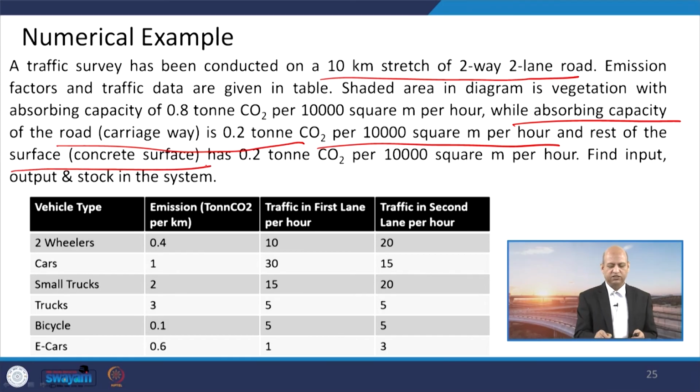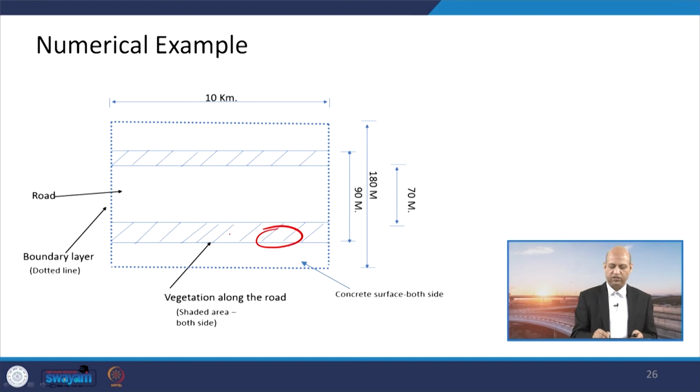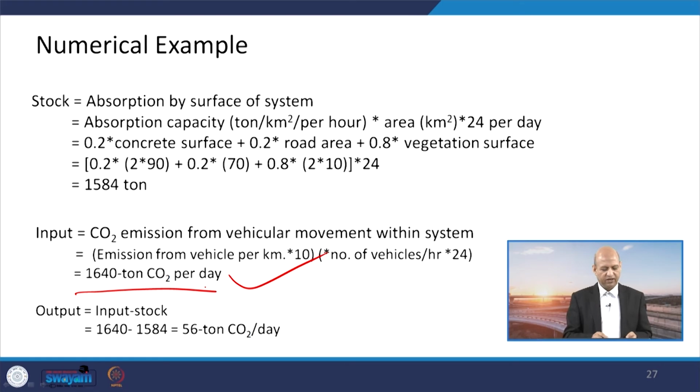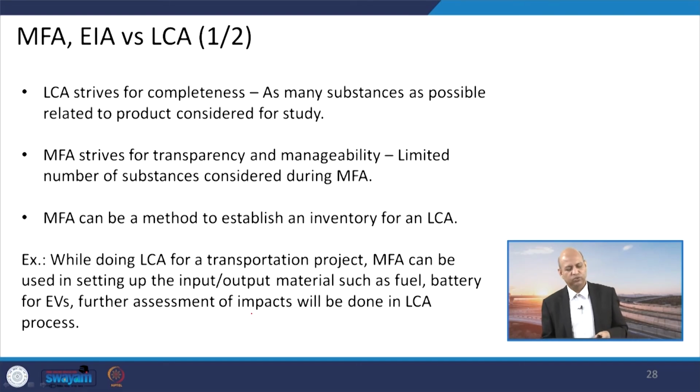The rest of the surface, like concrete surface, is also 0.2 tons. Similar values are given, 0.8 for the vegetation. So, this is 0.8, okay, and the other is 0.2. Those values and the dimensions are given. So, simple arithmetic calculations, plus, minus, multiplication, are used. You can easily see it. Those values have been used to calculate how much input is there, like 1640 tons CO2 per day, then output and stock. Okay. So, output can easily be calculated by the difference of input and stock. That is the very simple way of calculating those values.